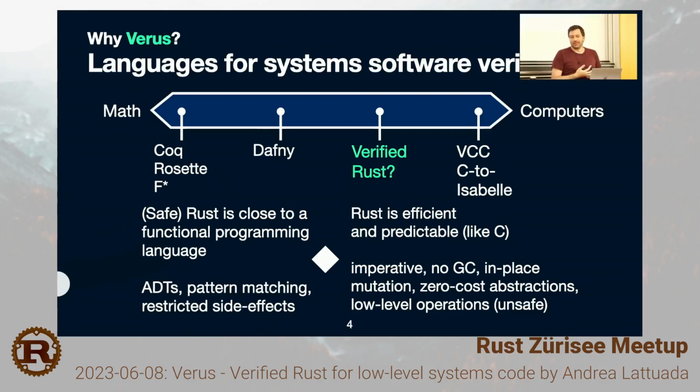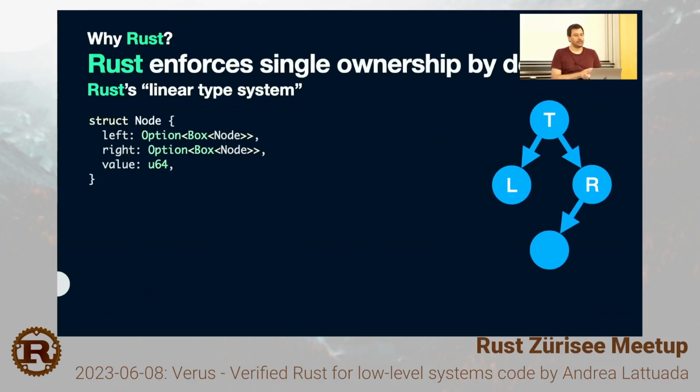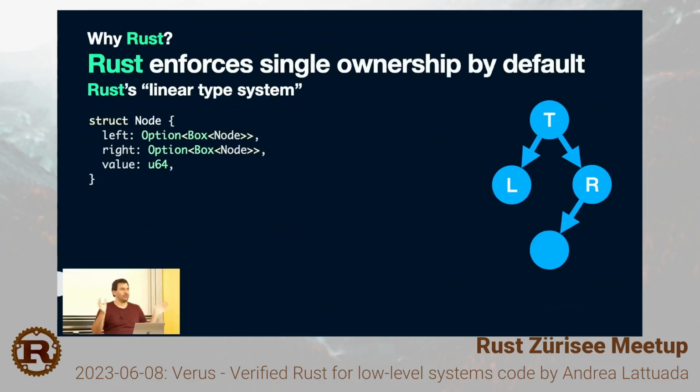So it's in some ways a functional programming language, and has things that functional programming languages have had for a long time, such as algebraic data types, pattern matching, and restricted side effects. So we think of Rust as a very good language for this. And to reinforce this, and I'm not going to belabor the point, you're probably familiar, Rust enforces single ownership by default using what's called the Rust linear type system or affine type system, depending on your interpretation.